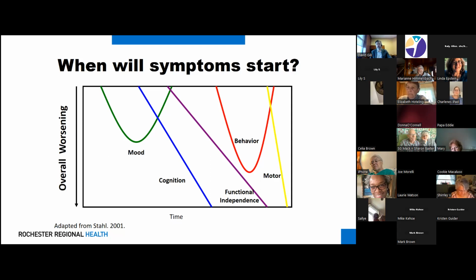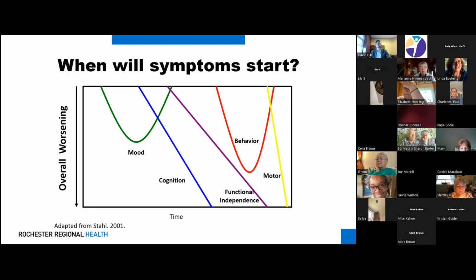So ginkgo biloba was studied. It doesn't appear to prevent Alzheimer's disease or improve memory. Fish oil is the same. That doesn't mean there aren't any, but so far all the ones they've tested haven't been helpful. They're currently looking at things like coconut oil, resveratrol, which is a chemical in red wine, and a number of other things. Turmeric, I think, is being studied. So there may be supplements or herbal supplements that actually will be helpful. We just don't know.